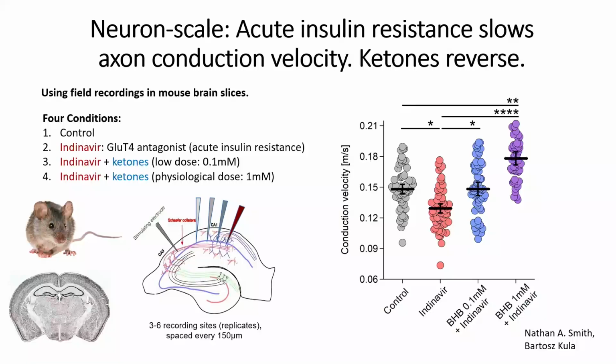Interestingly, once we added ketones, even at a low dose, at 0.1 millimolar, we saw these effects being reversed to the control level. And more interestingly, if we added in ketones at the physiological concentration, at 1 millimolar, we saw that conduction velocity actually increased above the control level, which might suggest that ketones could be more efficient, actually, compared to glucose.